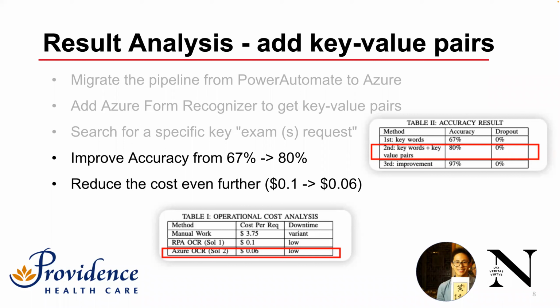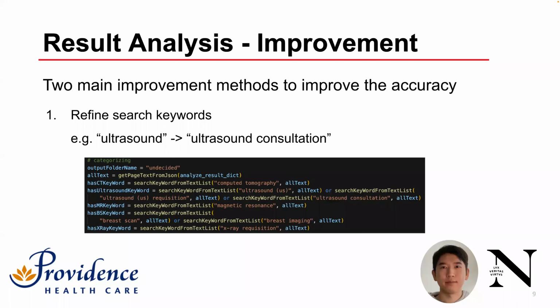As a result, we migrated from SharePoint with Power Automate to Azure Blob Storage with Azure RPA service. We were able to improve the accuracy from 67% to 80% in our test set. And then the overall cost was even reduced from 10 cents per request to 6 cents per request, mainly thanks to avoiding the cost of third-party OCR API call.